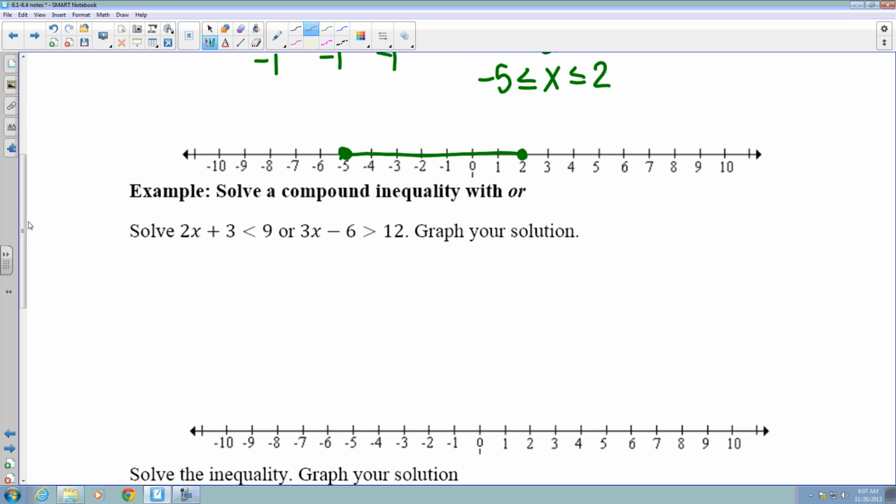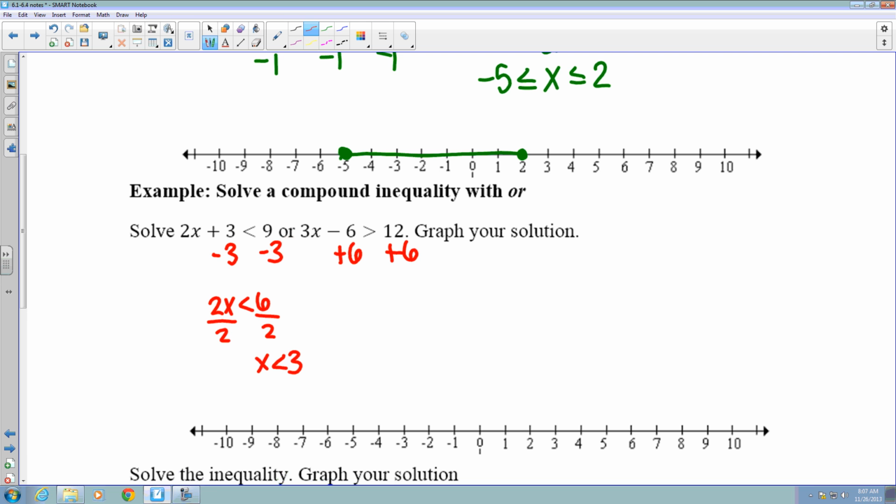Okay, here's an or, so we need to solve both of them separately. We don't have to solve all three at once this time. So I'm going to subtract 3 from both sides of the left inequality. Then we have 2x is less than 6. Divide both sides by 2. X is less than 3 is one of our inequalities.